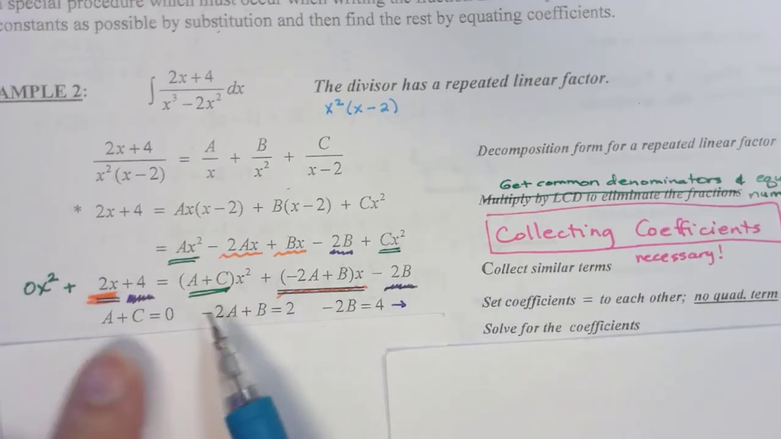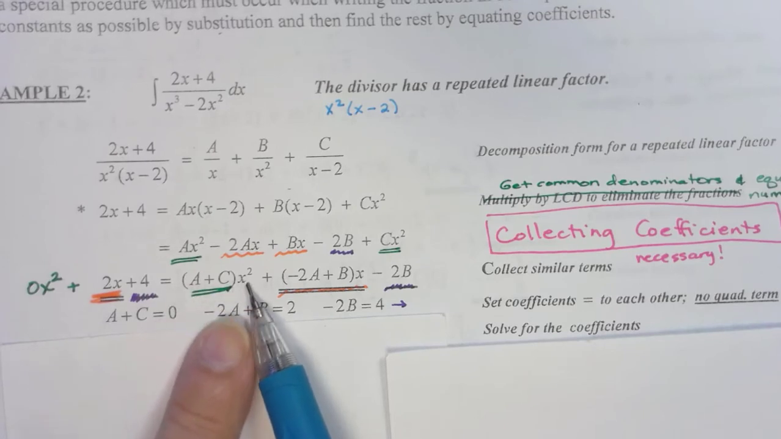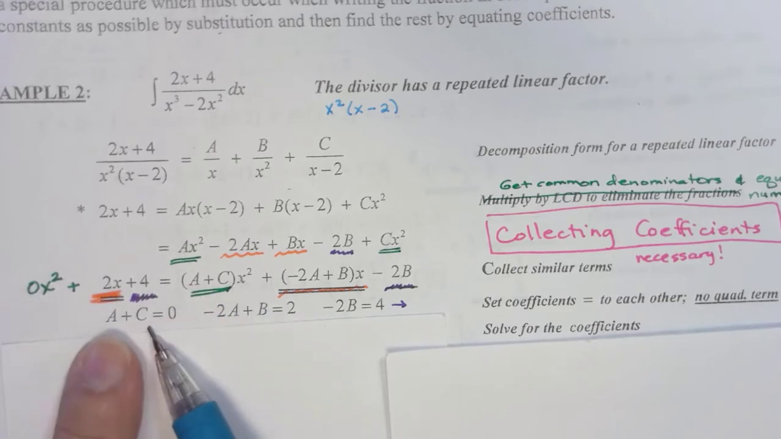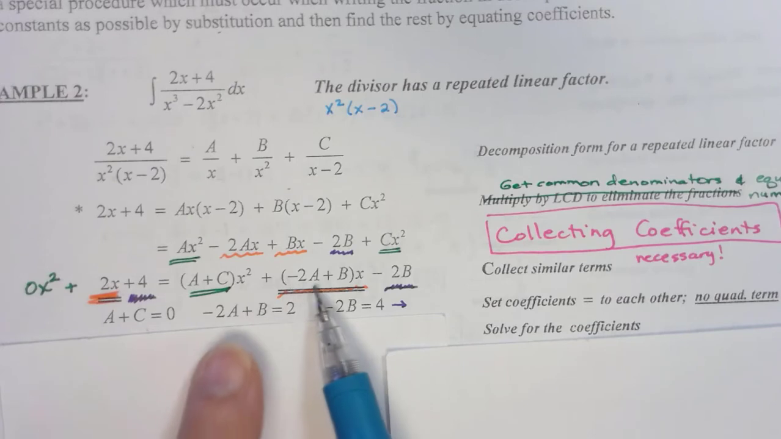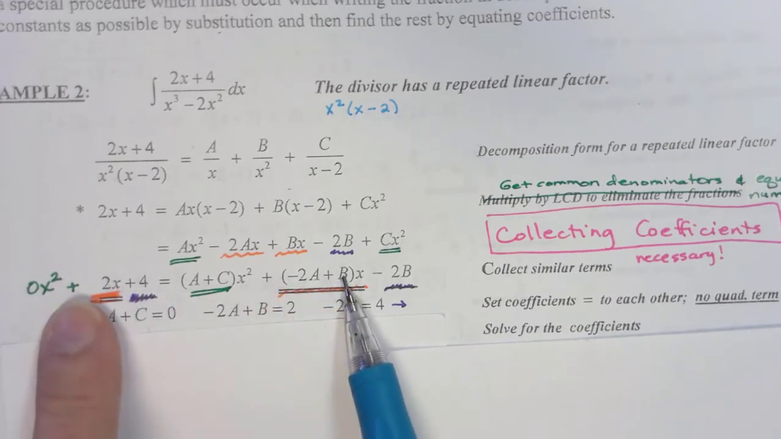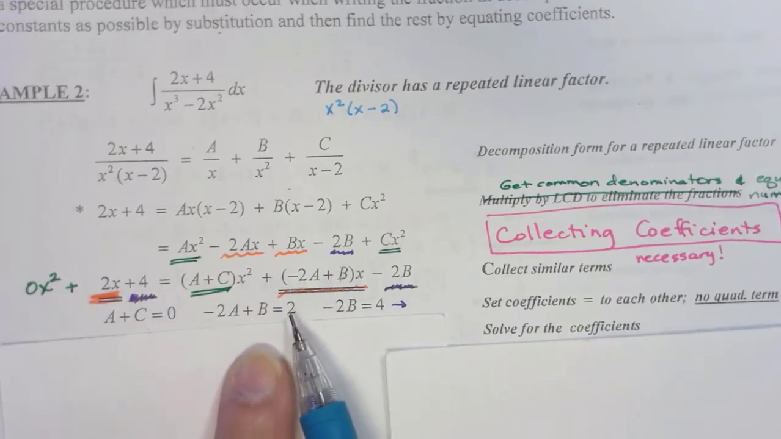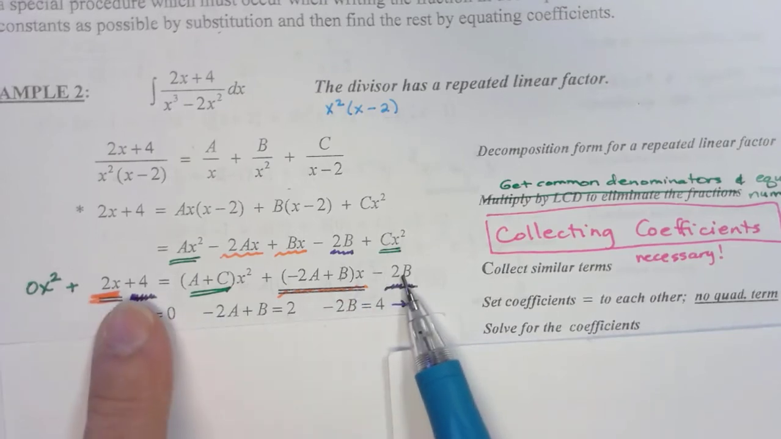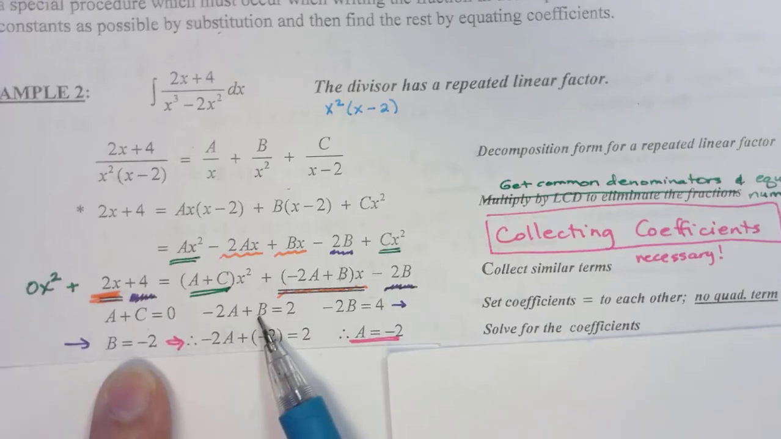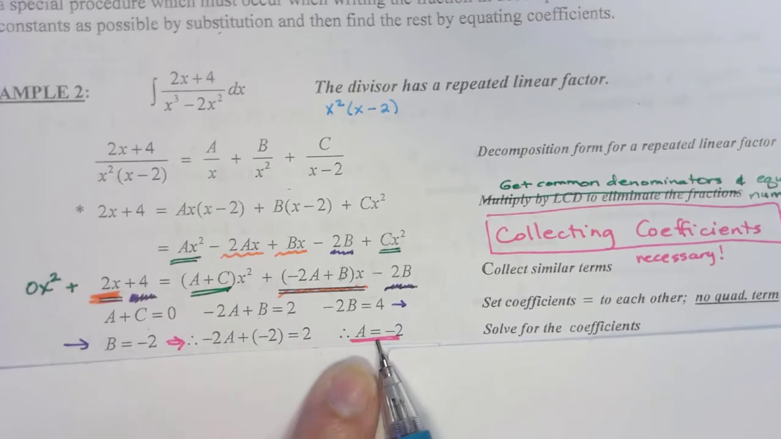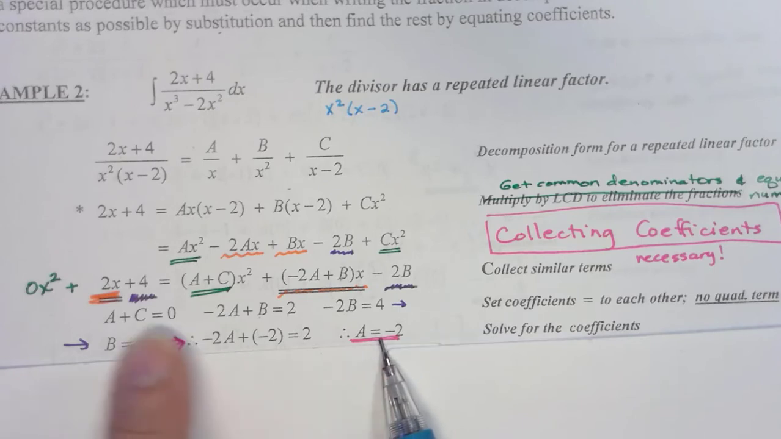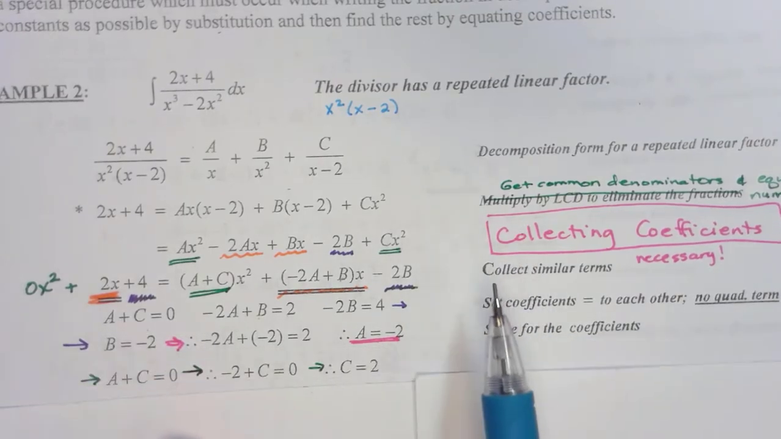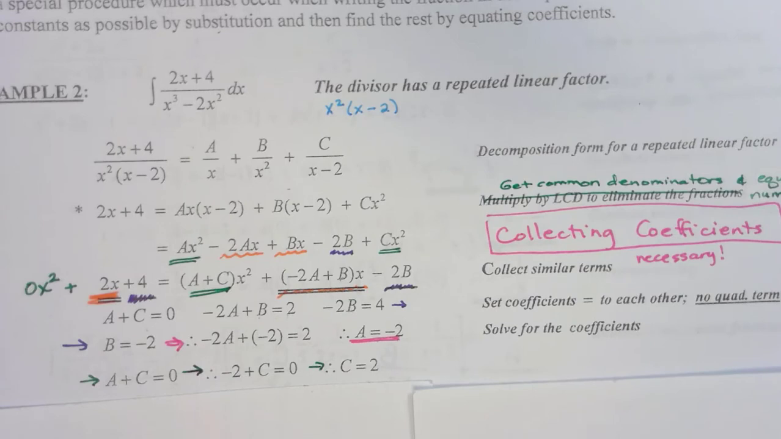I know that a plus c, the coefficient of my quadratic term, has to be 0. I know that negative 2a plus b has to be 2. And way down here, negative 2b has to equal 4. From here, I can find b. Now that I have b, I can go to this one and find a. And now that I have a, I can go to this one and find c. It's very nice. It's not very hard.